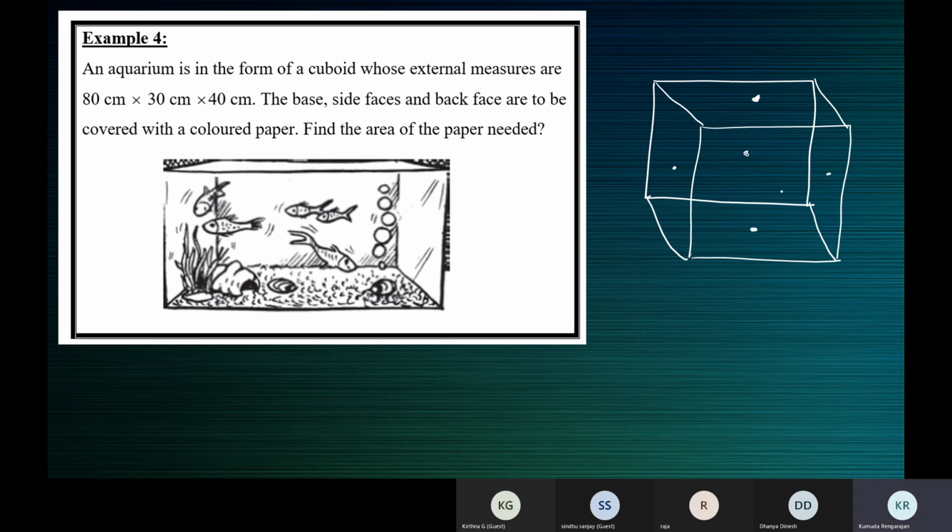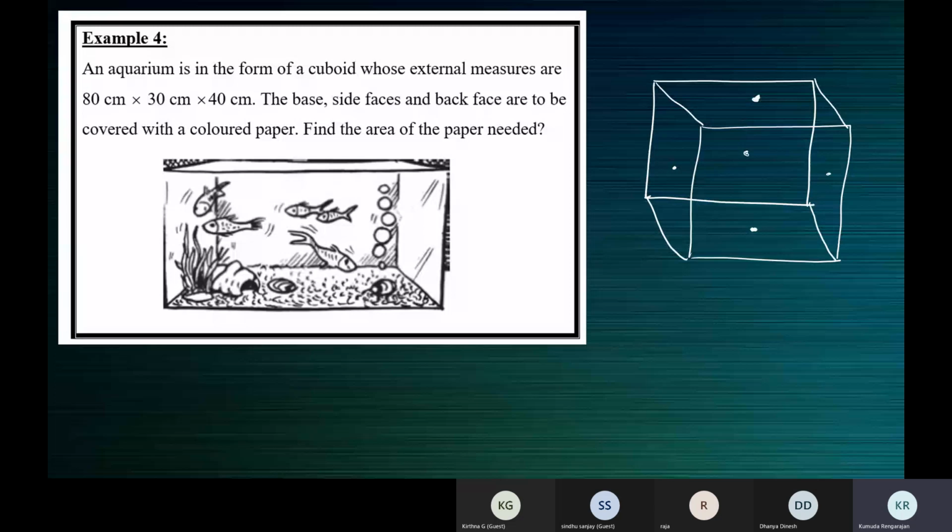We know that a cuboid has 6 rectangular faces. When we say rectangular faces, some of them can be squares also. All cannot be squares, because if all the 6 faces are identical squares, then it's a cube. So a cuboid has 6 rectangular faces.